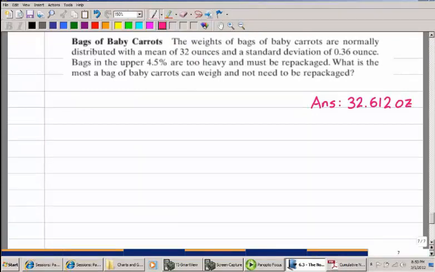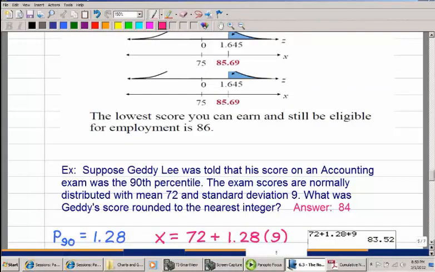All right, let's look at the next example. Bags of baby carrots. The weights of bags of baby carrots are normally distributed with a mean of 32 ounces and a standard deviation of 0.36 ounces. Bags in the upper 4.5% are too heavy and must be repackaged. What is the most a bag of baby carrots can weigh and not need to be repackaged?